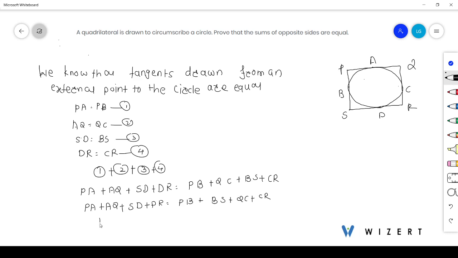PA plus AQ equals PQ, and SD plus DR is SR. Similarly here, PB plus BS equals PS, and QC plus CR equals QR. Hence proved.